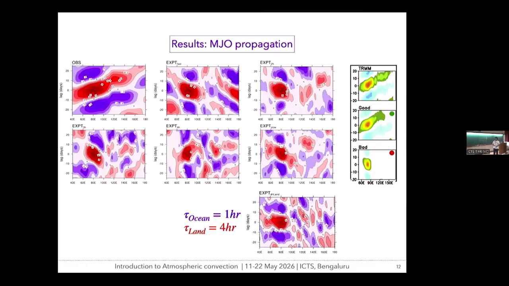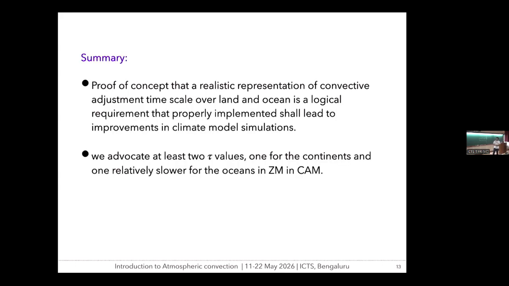So one additional experiment we did, we just reversed it, thinking that if we do the reverse, maybe it doesn't matter where we are doing the change. We did longer over land and shorter over ocean. And this doesn't do the trick that this 4-hour experiment does. So with this, I would summarize that our results serve as a proof of concept that we ideally should be using 2 different tau values, and preferably longer tau over ocean and shorter over land.